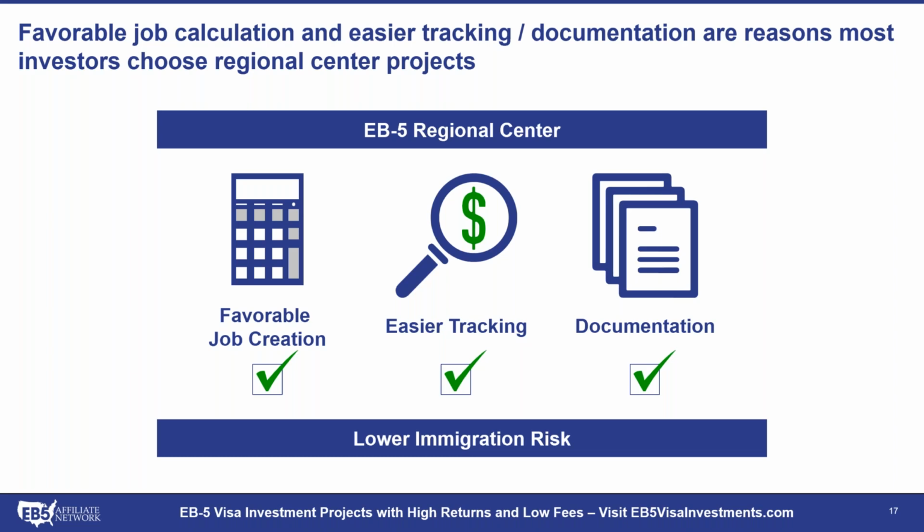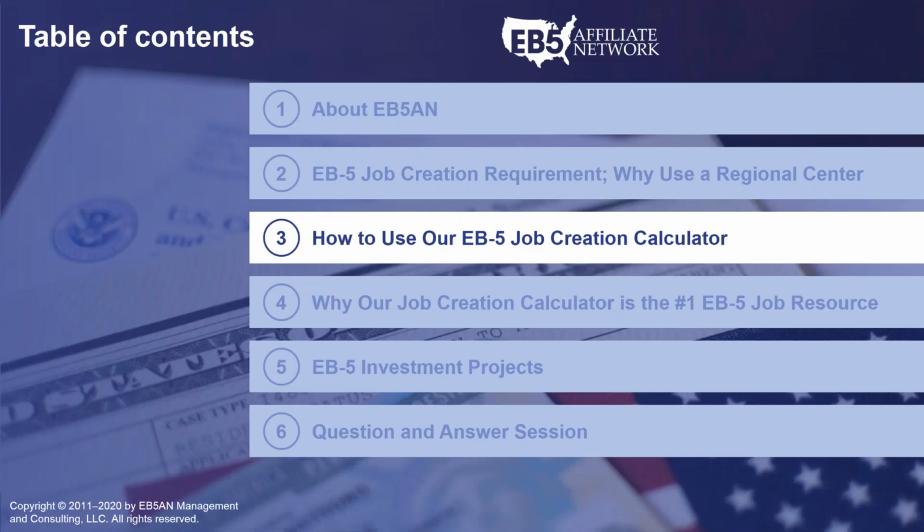Exactly, and that's why over 95% of investors choose to go down the regional center path, even for some projects that could qualify by hiring 10 people per investor, like let's say a restaurant or a hotel that will have some people on staff. It's still much cleaner and easier to use the regional center. And I think that's the perfect bridge to get us into showing the new job creation calculator that we launched, which does focus on the regional center model of job creation.